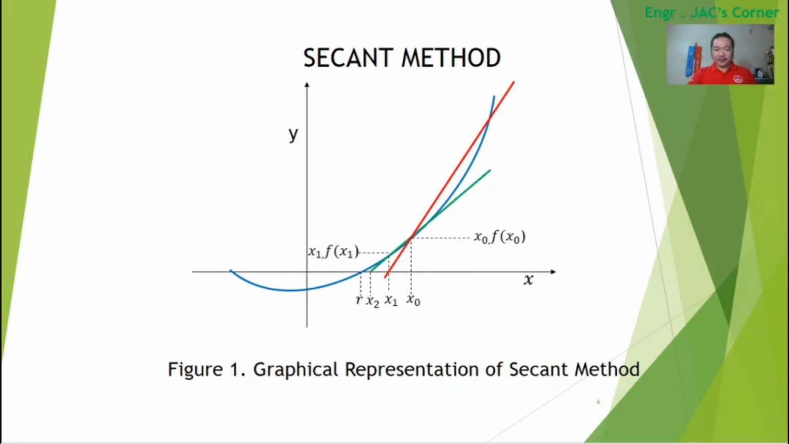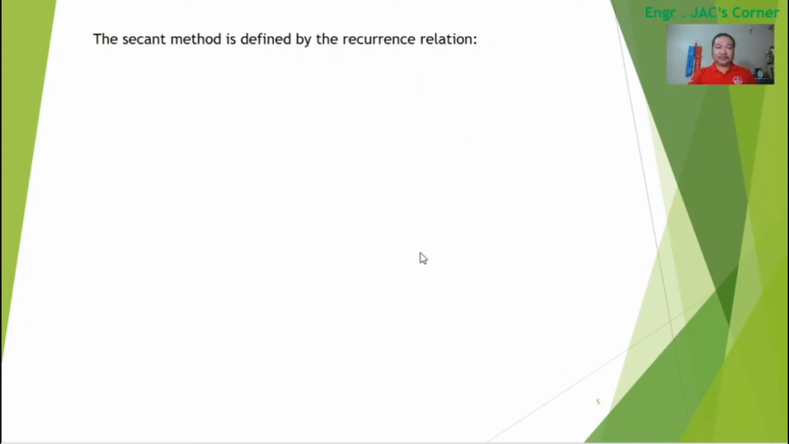Okay, so as we can see from here, the x sub 1 of the first line, the red one, became the x sub 0 of the second line. Okay, and we have the new approximated value closer to the actual r.